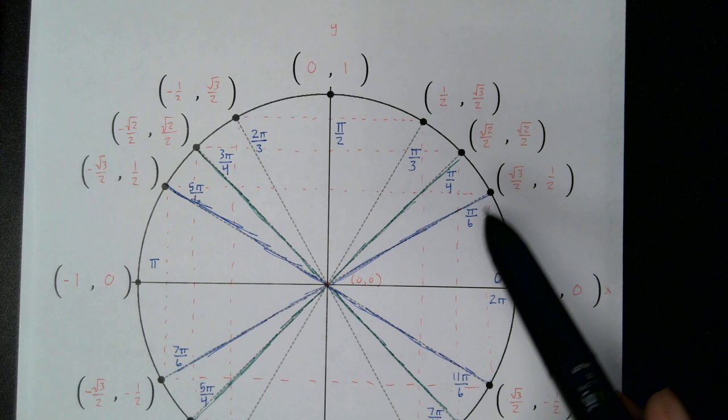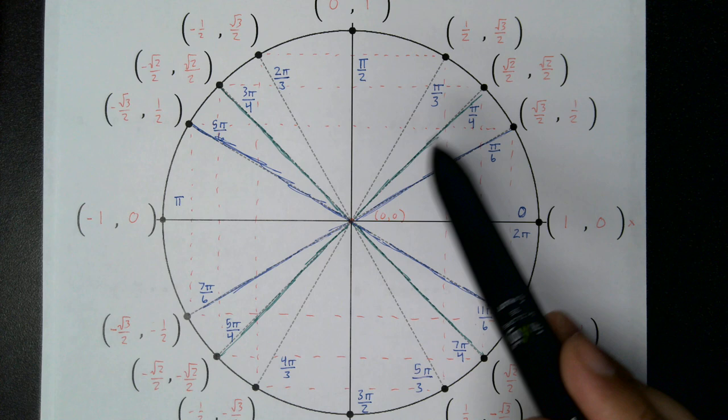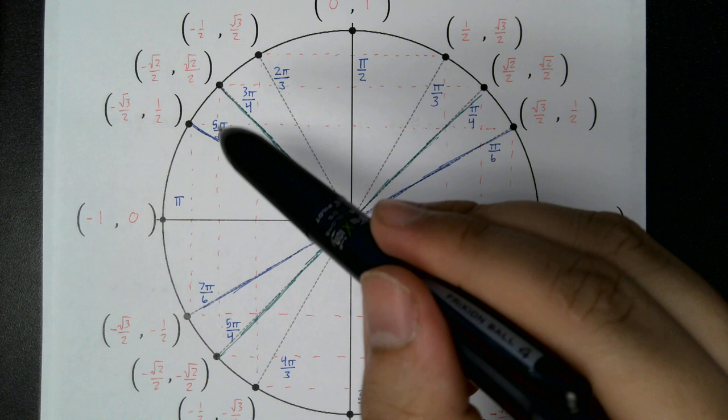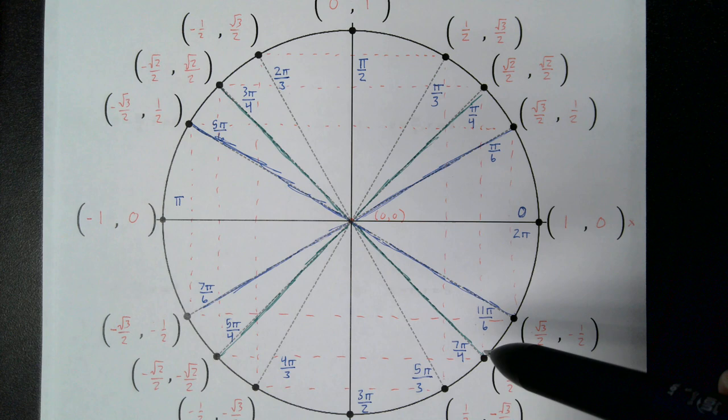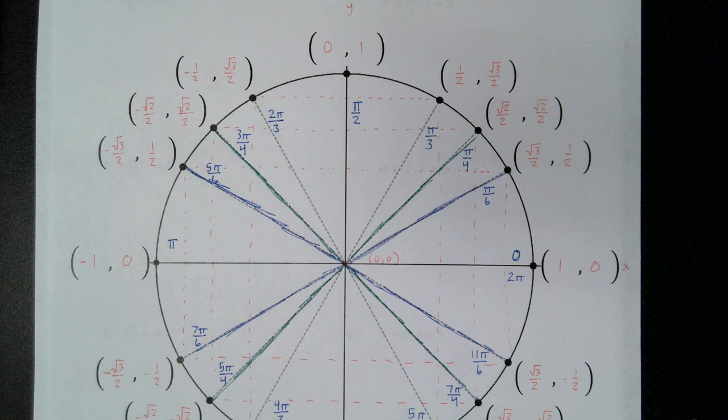And then, by just multiplying our angles by some multiple, so the pi over 4s, so pi over 4, 2, 3, 4, 5, 6, 7, 8 pi over 4, and then pi over 6, 1, 2, 3, 4, 5, 6, 7, 8, 9, 10, 11, 12, there we go, so 12 pi over 6, which is 2 pi. That's how we get all of these measurements on the unit circle.